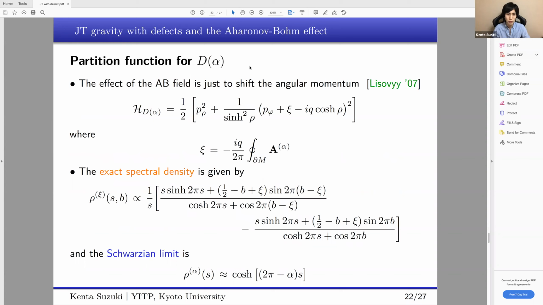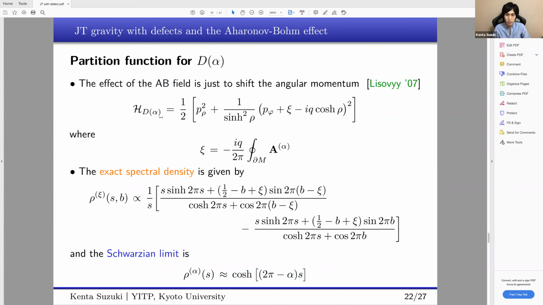So next, let's also look at the punctured disk case. For the punctured disk geometry, we can also write down explicit Lagrangian and Hamiltonian. And for the Hamiltonian, we have an additional contribution, which is denoted by this GZ, which is related to this Aharonov-Bohm gauge field A of alpha by this boundary integral.